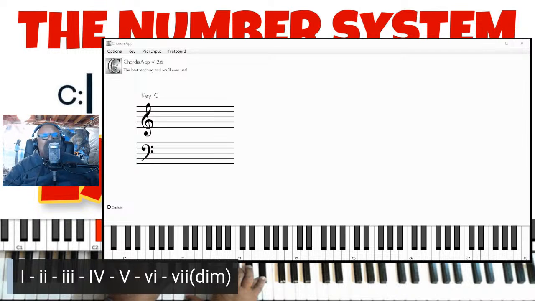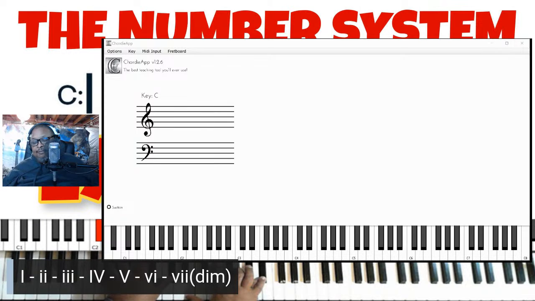But everybody probably knows their C major scale, right? C, D, E, F, G, A, B, C. Now, I want you to think of those notes as numbers instead of letters. C is 1, D is 2, E is 3, F is 4, G is 5, A is 6, B is 7, back to the 1 again. 1, 2, 3, 4, 5, 6, 7.